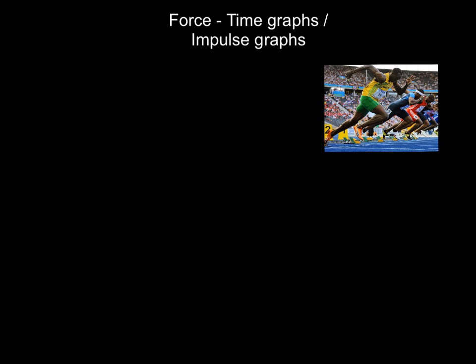So what else do we need to know? We need to know about a graphical representation of impulse, what we can call force time graphs or impulse graphs, because what is impulse? It's force times time. The best example of this is to think of a sprinter. Now, there is no better sprinter than that man, Usain Bolt. What we might be asked to do is draw an impulse graph or a force time graph explaining what is going on at the sprint start. Now what does one look like? Well, it looks like this.